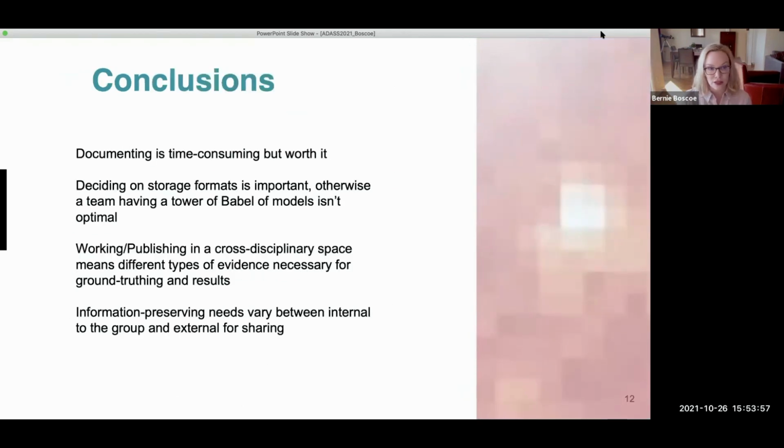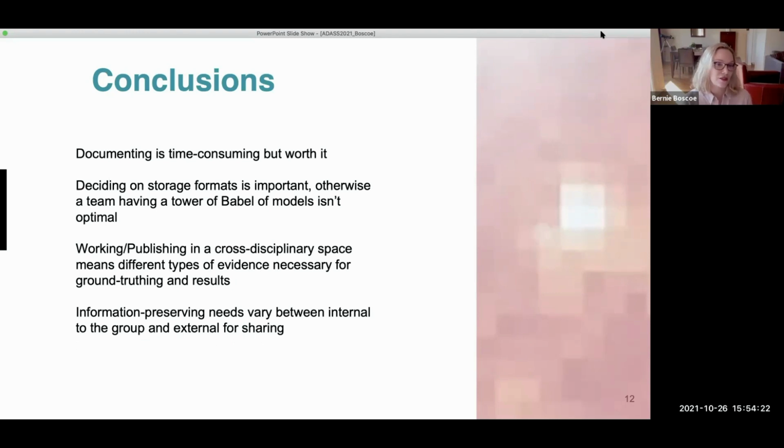So in conclusion, the documentation is time consuming, but I think it's worth it. And deciding on these storage formats is important. Otherwise, you might have a Tower of Babel of models in these different formats. This is not optimal, especially 2 years down the line, people leave your group, you don't even remember what they did. It's in a pickle file, and we all know that's not good.